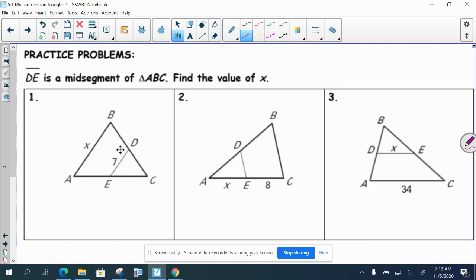Here are some practice problems. You did questions like this also, so you don't need to write this down, but just to review. Here x would be 14 because ED is the mid-segment and it's twice the mid-segment. Here x would be equal to 8 because they told us that D is a midpoint, so E must be a midpoint. Therefore, these two segments are congruent. And then here x is going to be half of 32, so 16.